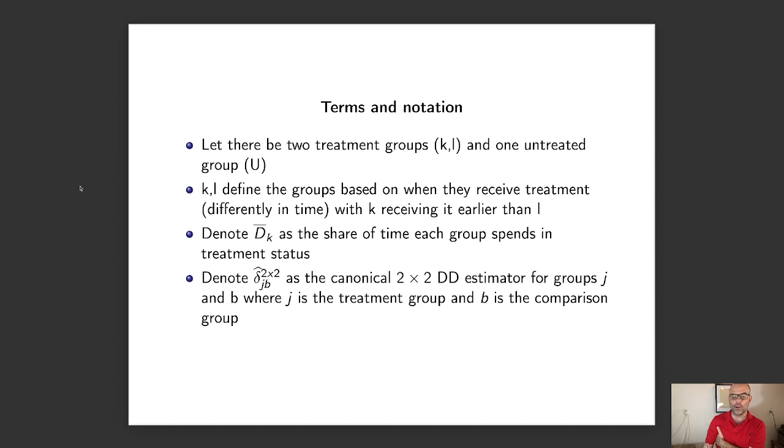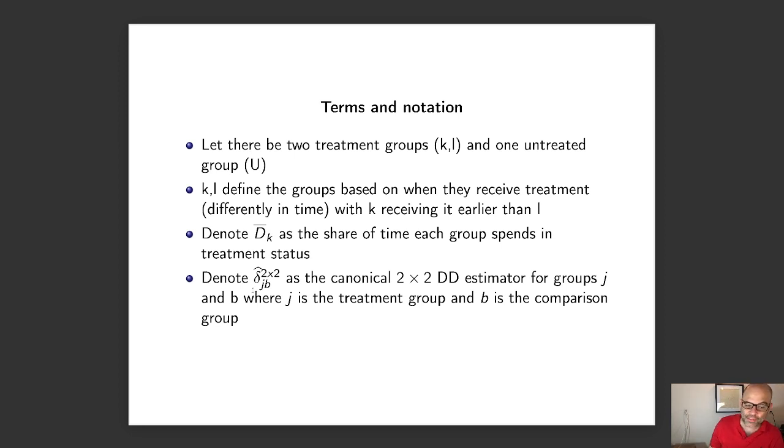Okay, we're going to define how much time a group spends treated with this term right here. So let's think about Florida. Florida was treated in 05. Let's say our panel, let's say we only had 10 years and it was treated in the middle of the year. So that would mean its D bar for Florida is 50% versus Montana. Montana is treated 1 year out of the 10. So its D bar is 10%. So the more time you're treated, the larger your D bar is. Less time you're treated, smaller.